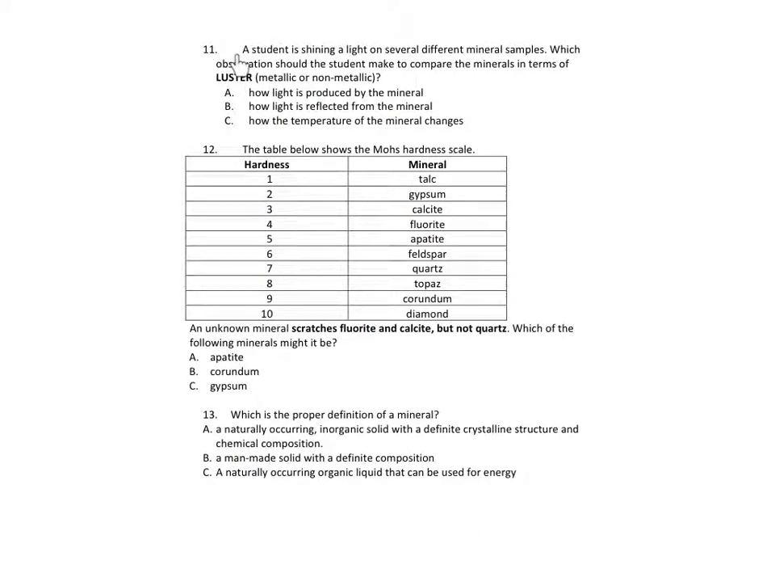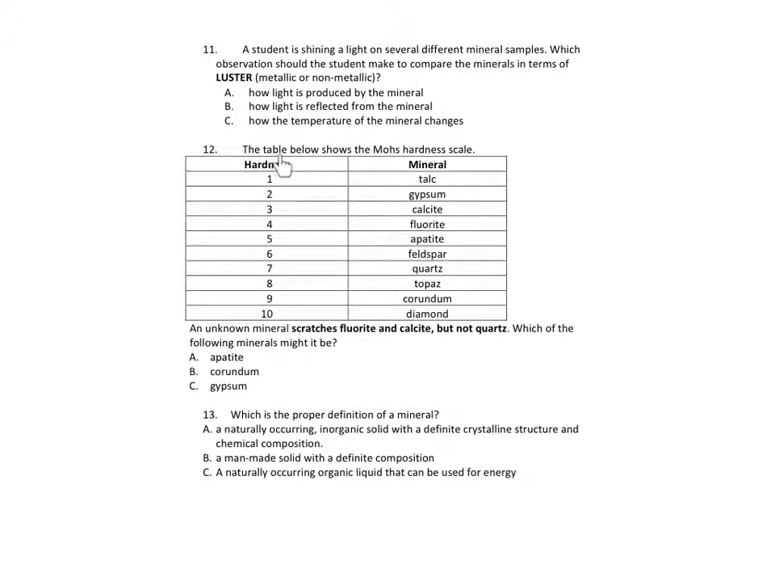Number 11. A student is shining a light on several different mineral samples. Which observations should the student make to compare the minerals in terms of luster, metallic or non-metallic? A. How light is produced by the mineral. B. How light is reflected from the mineral. C. How temperature of the mineral changes.